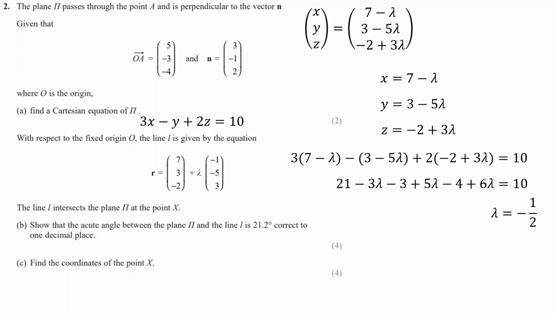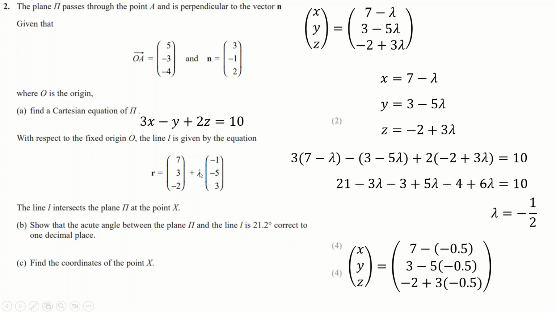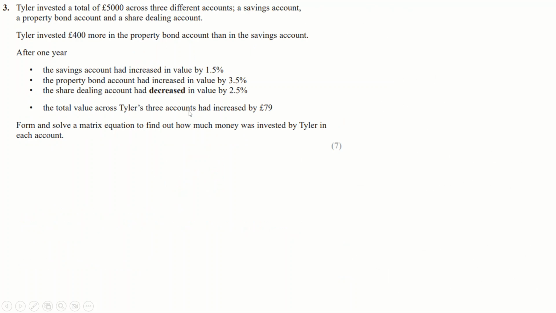Eventually you get this thing here. So they meet when lambda is minus a half, which means you can just put lambda is minus a half into here, or into there if you've actually written this bit out. And you can work out your coordinates there. Good. Question number 3 then.